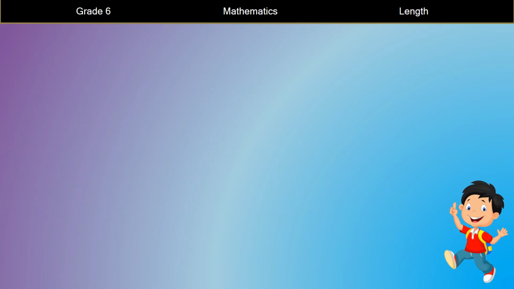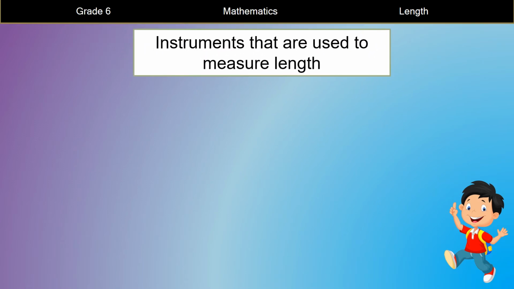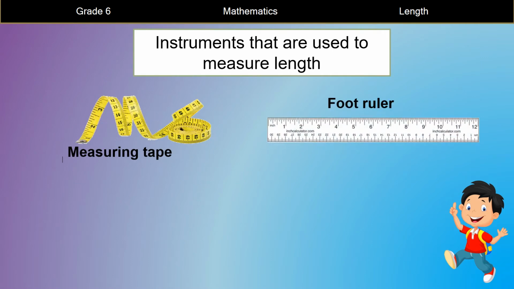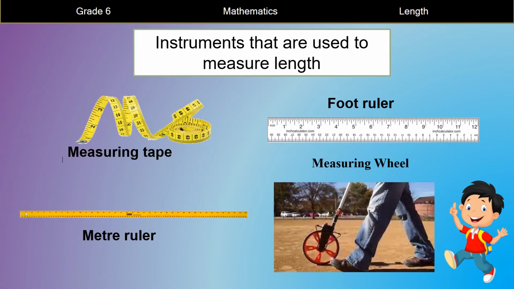Now let's learn what are the instruments we can use to measure length. Instruments that are used to measure length. Measuring tape is an instrument we use. Foot ruler, all of us have seen the foot ruler, and this is the meter ruler. Meter ruler is also an instrument we use to measure length. This is a measuring wheel. You may have seen this measuring wheel in your playground. To measure any distance in our playground, in school we use this measuring wheel.